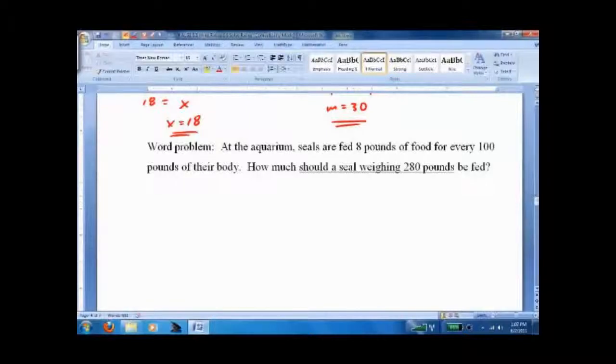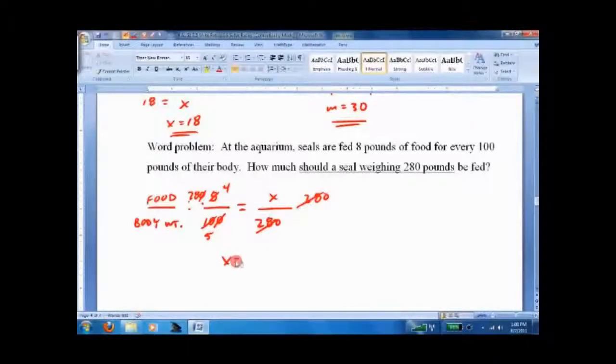Word problem. At the aquarium, seals are fed 8 pounds of food for every 100 pounds of their body weight. So it's 8 for every 100. And I think I'll call this body weight. That is, by the way, why pencils have erasers. And if the seal weighs 280 pounds, put the variable up here, what do we get? I'm not even going to cross multiply. I think it's just easier to do it this way. Cancel, cancel. One of the zeros cancels. 10 goes 5, goes 4. I think that's about it.